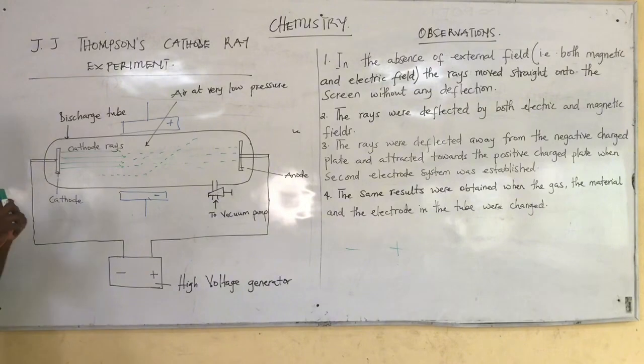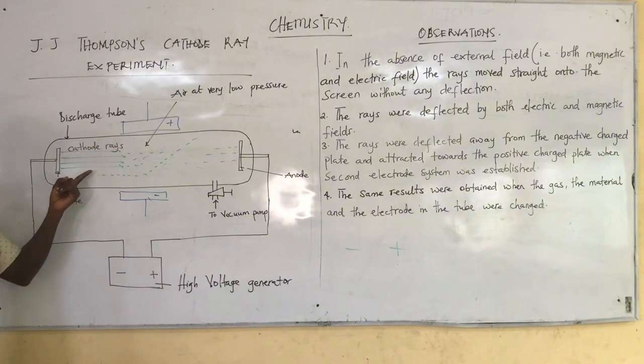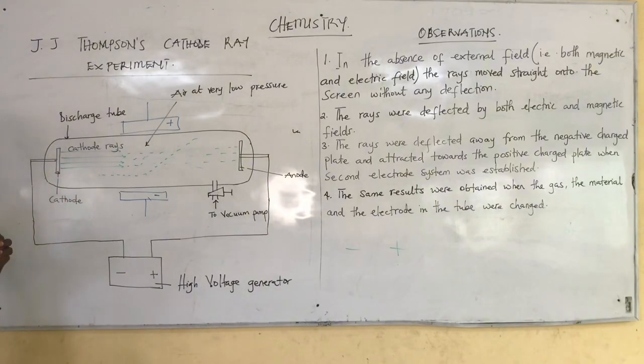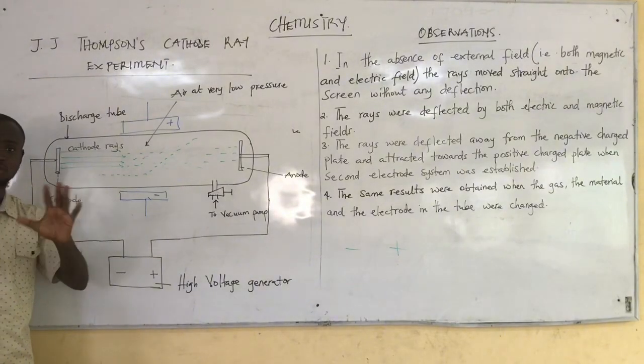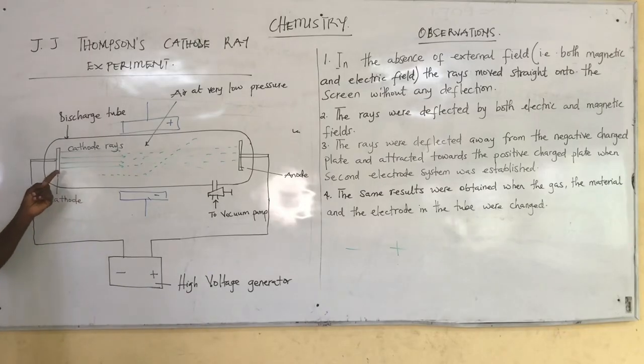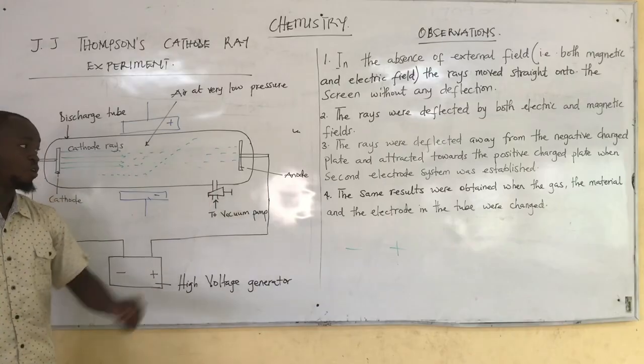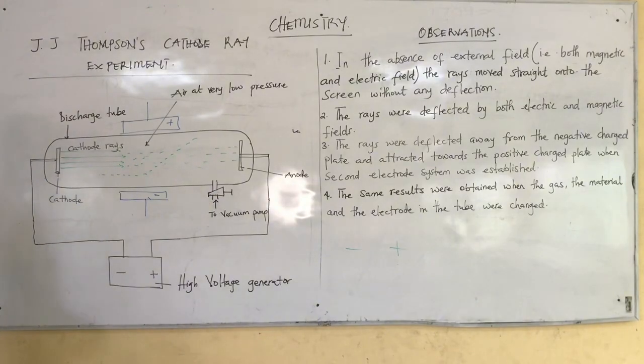A green glow of particles were emanating from the cathode, and the green glow color that could be visualized in the discharge tube was as a result of the zinc sulfide coating of the discharge tube. Is that okay? So now that was the setup of the experiment, and the observation made was that in the absence of any external field, particles were emanating from the cathode electrode, moving towards the direction of the anode electrode.